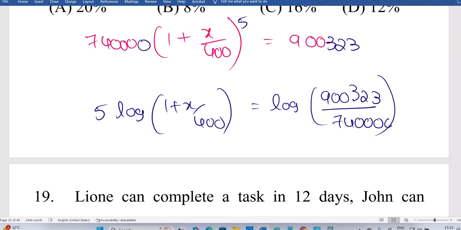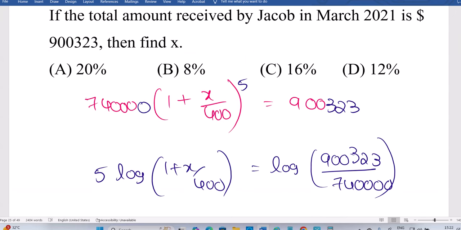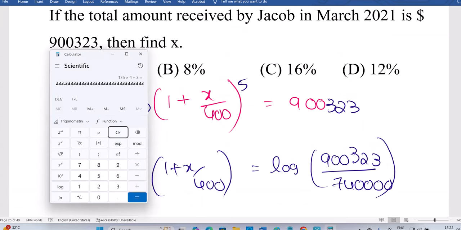This is one way. Or the other way, I'll just show you. Listen, this is one way, the equation form. But generally, what I as a trainer generally do, if a calculator is allowed, I'll take 74,000 as something like 7,400, because I want 900 something. If it is 740, I want 900 something. If it is 7 lakhs, I want 9 lakhs something.